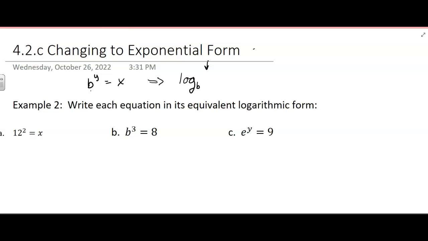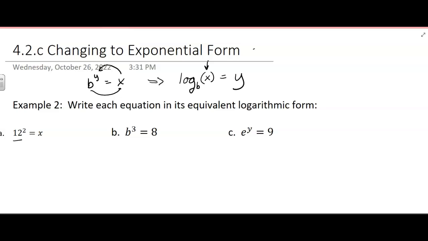So in this case, we're going to start with the base. We go across and pick up the argument. That's going to be x. I'm going to put it in parentheses. You'll see why. And then equals the exponent. Remember, a logarithm equals the exponent.